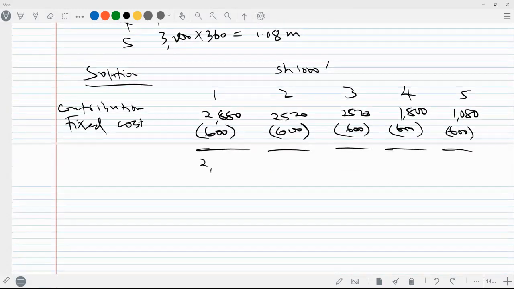Year 1, 2280. We have 1920, 1920, 1200, and we have 480. Then you pay tax at that percent. Therefore, year 1, the tax you pay is 684.